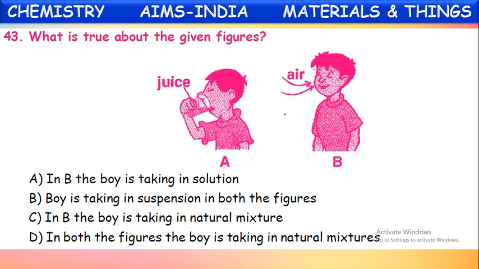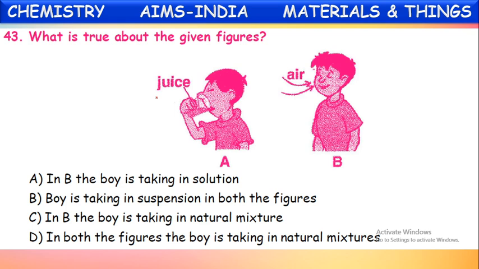But if you observe clearly, in the second case, B, the boy is taking a mixture which is natural. We are not preparing it. Air is a natural mixture, whereas in the first case, the boy is taking juice, which is a mixture, but a prepared, man-made mixture. Now let us see the options. In B, the boy is taking in a solution. No. Is the boy taking in a suspension? In both cases, no. They are generally homogeneous mixtures.